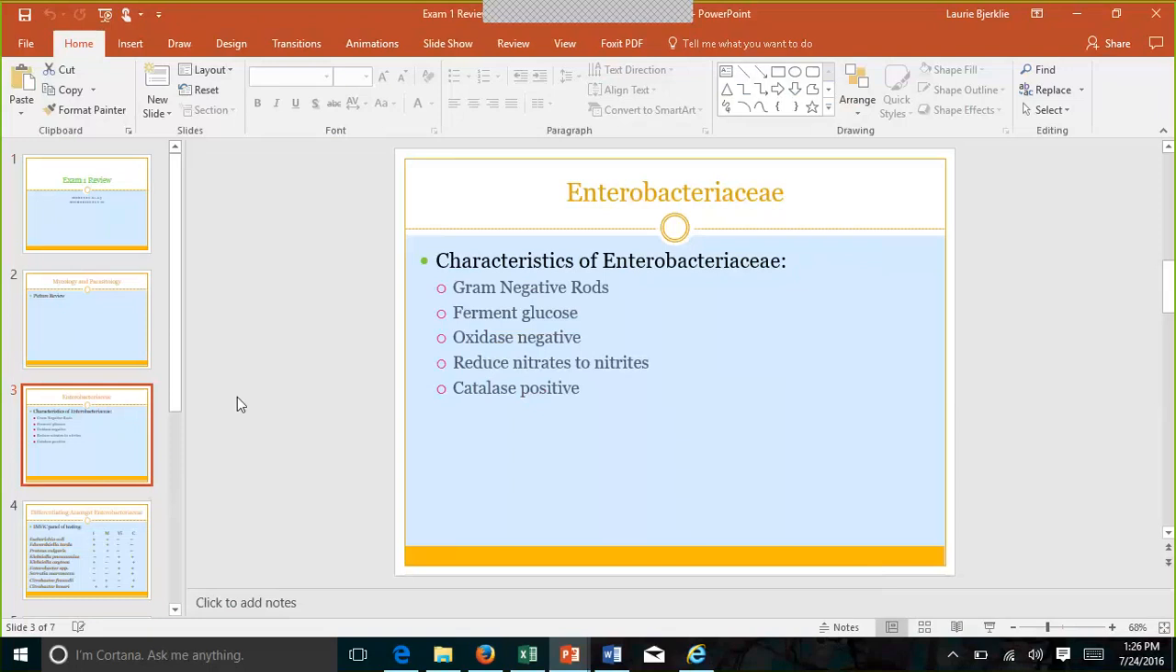But the 5 characteristics to be in the group is they're all gram-negative rods, they all ferment glucose, not lactose. Lactose is different because you'll think, well, Shigella and Salmonella are non-fermenters, which they are, but they're non-fermenters of lactose, which is what is in MacConkey agar. This is different. They all ferment glucose. They are all oxidase negative. Most of them reduce nitrates to nitrites, and most of them are catalase positive. So those are the 5 characteristics to belong in the Enterobacteriaceae group.